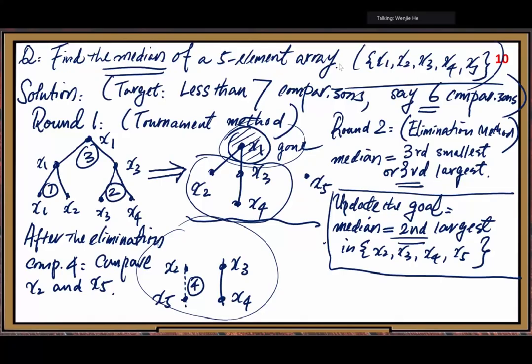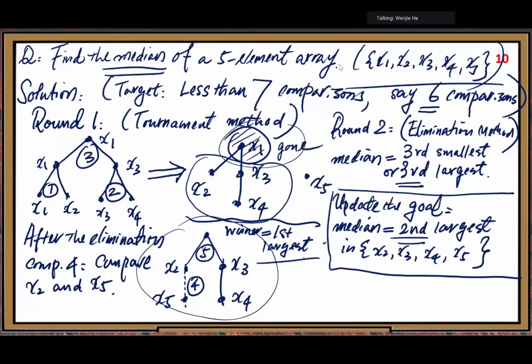Then comparison number 5: compare X2 and X3. The larger one will be the first largest in these 4 elements. The winner of comparison number 5 is the first largest.